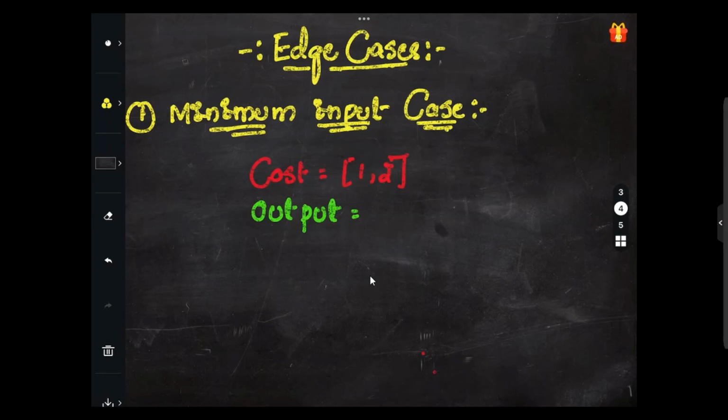Either we can start at 1 or we can start at 2 here. So the cheaper option is to start from 1 and then reach the top. In this case the output will be 1. Why? Because again, either we can start from 1 or 2, the cheaper option is 1, so the output will be 1 in this case.